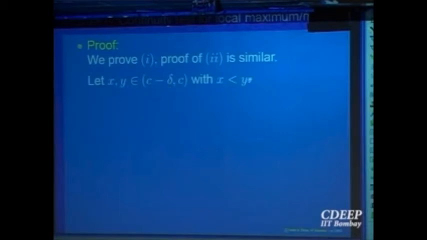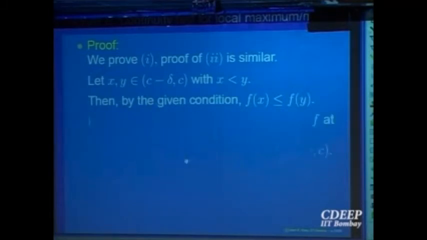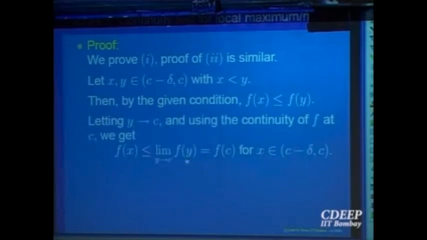Let us say x is less than y. Then what do I know about f(x) and f(y)? f is increasing, so f(x) is less than or equal to f(y). Now y is in this interval. I can let y go to c. So what do you get? If I let y go to c, then using continuity, as y goes to c, f(y) will go to f(c). So this value is equal to f(c).